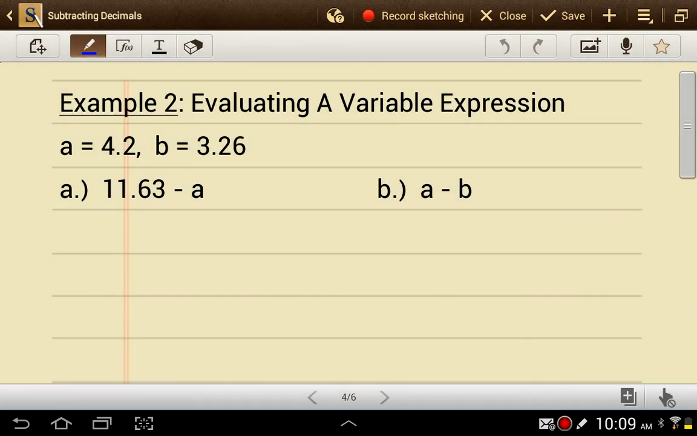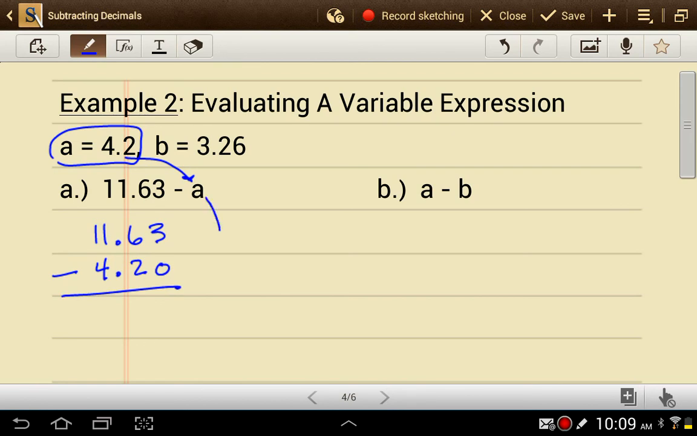Evaluating a variable expression. To evaluate a variable expression, I first have to substitute in this for my variable. Okay, so in A it's 11.63 minus A, so I'm going to do 11.63 minus 4.2. I'm going to put a 0 here to line it up. And the 4.2 came from that A, which comes from this 4.2 up here. 3 minus 0 is 3. 6 minus 2 is 4.